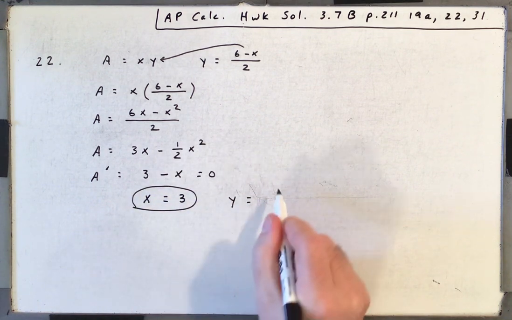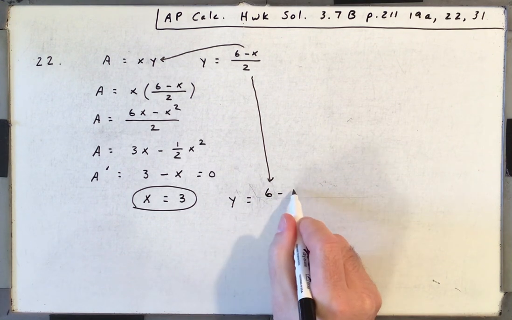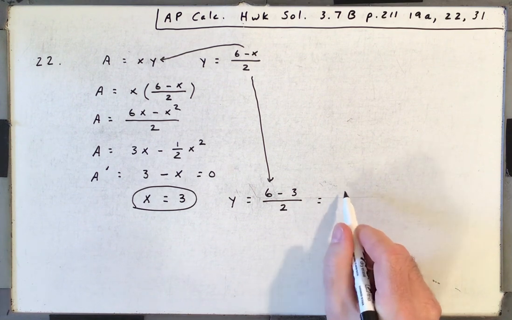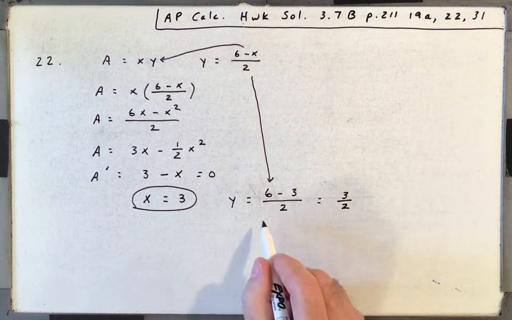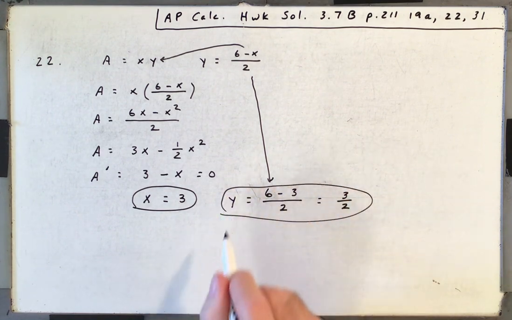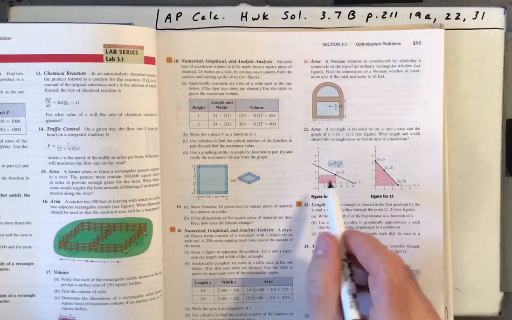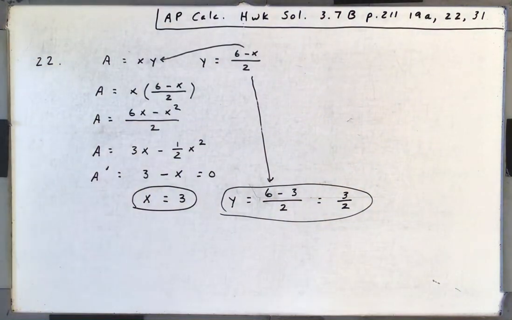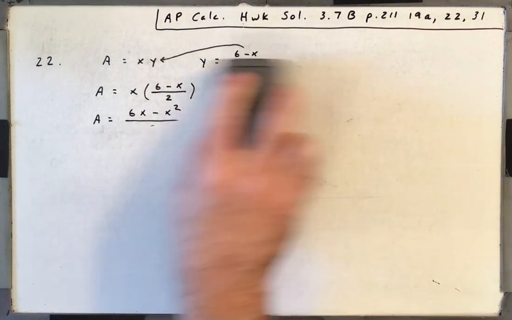And then y, we're going to plug right into here, 6 minus 3 over 2. So y is equal to 3 halves. And you can even look at the drawing and tell that x was 3 here and y is 1.5. So I didn't give you a real tough one on that, but you do have to go through the process.